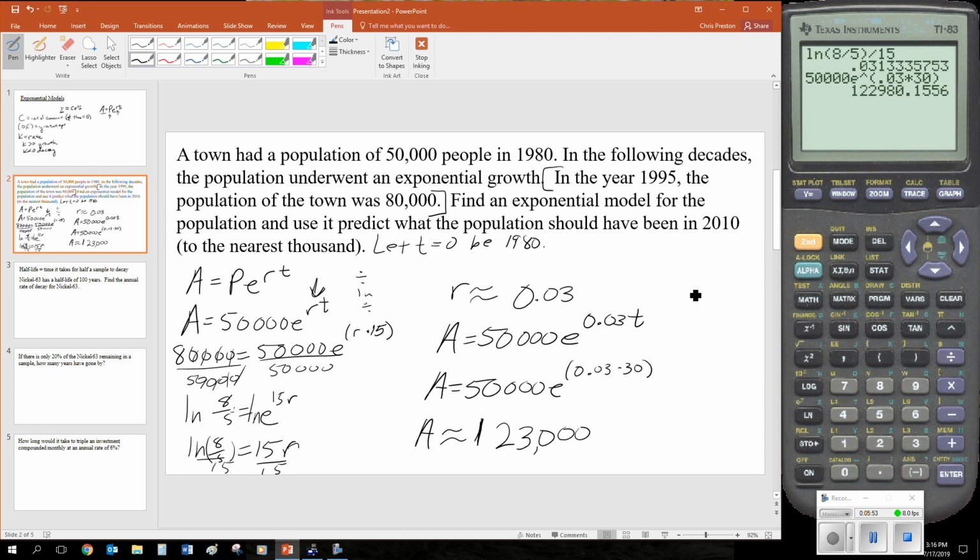Now, probably not, because a lot of times you'll see a population kind of grow and then it'll kind of flatten out after a while. But, you know, just looking at this model, this is what it looks like.